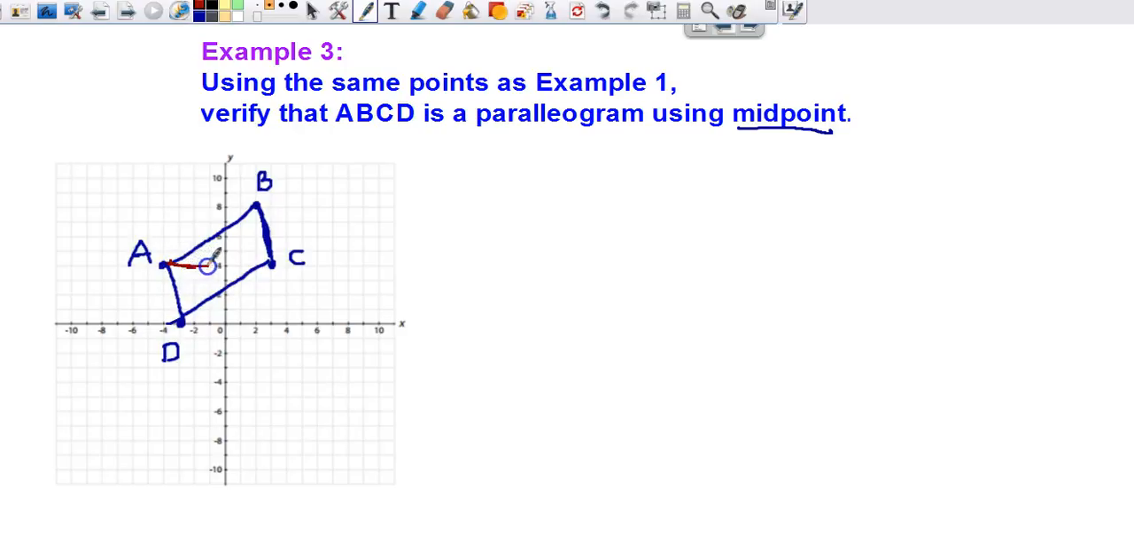So think about segment AC. If you connect those two, it's pretty obvious, at least to me, that the midpoint is somewhere around here. So to verify what that is, we want these midpoints to be exactly the same. So we're going to get the midpoint of AC first. It doesn't matter which one you do first. I'm going to do AC. That coordinate is negative 4, 4.